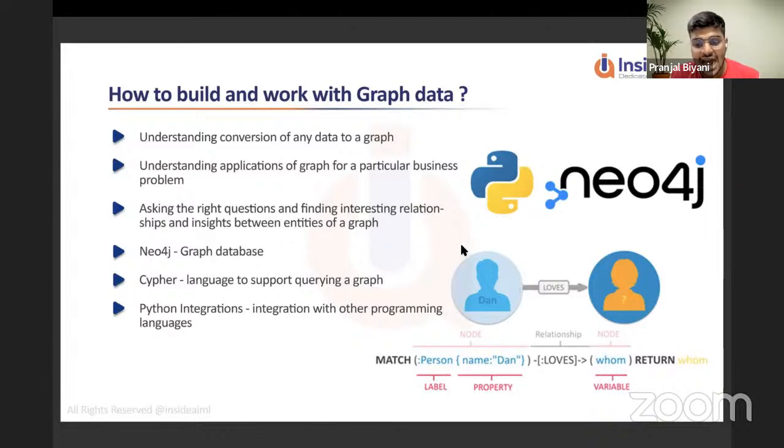So if you see this, I already know that there is a node where the name of the person is Dan. Dan has a relationship called loves. I want to find who he has this relationship with. And just like that, you can understand a Cypher query. It's very similar to SQL, but you will have to do some practice for the syntax and exact words. And there are obviously Python integrations available. You can definitely use them.